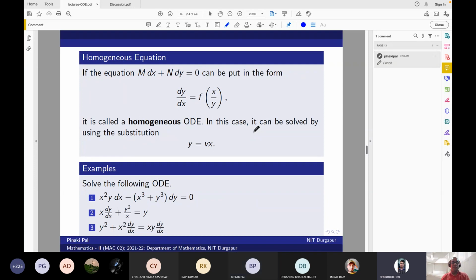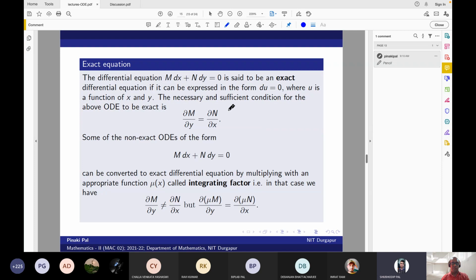Yes, this is technical difficulty. Okay, so let us continue. Homogeneous, you know how to solve it, and then exact equation. Exact equation means the given differential equation of the form M dx plus N dy equal to 0, if we are able to express it in the form du is equal to 0, where u is a function of x and y. Then integrating we will get u is equal to c.